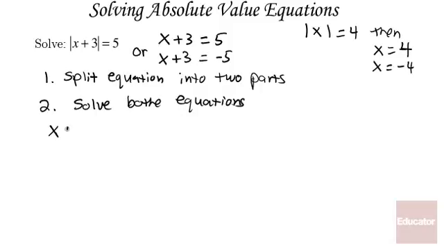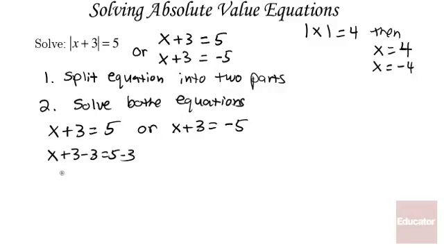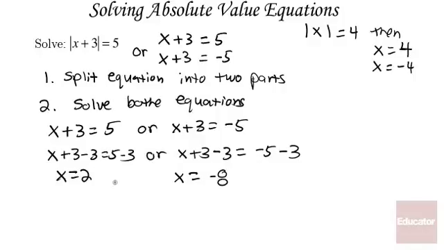So rewriting these, I have x plus 3 equals 5, and I also have x plus 3 equals negative 5. It could be either. I solve the first one, very simple. Just subtract 3 from both sides, and that tells me that x equals 2. Or I can solve x plus 3 equals negative 5, again subtracting 3 from both sides. That's going to give me x equals negative 8. So x equals 2 or x equals negative 8.